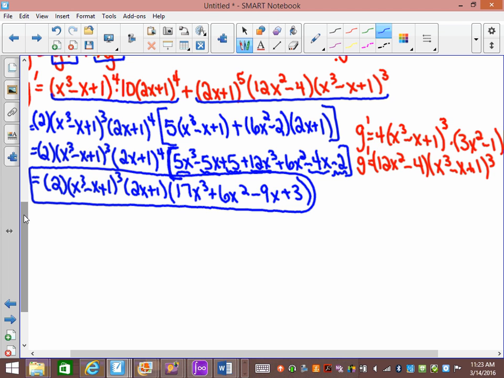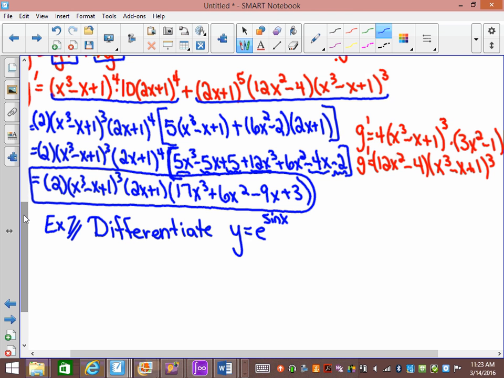Example 7. Differentiate y equals e to the sine x. I have shown you chain rule with e, and I've shown you chain rule with bases already. I did it in the other unit, or other lesson, sorry. So this shouldn't be that bad.